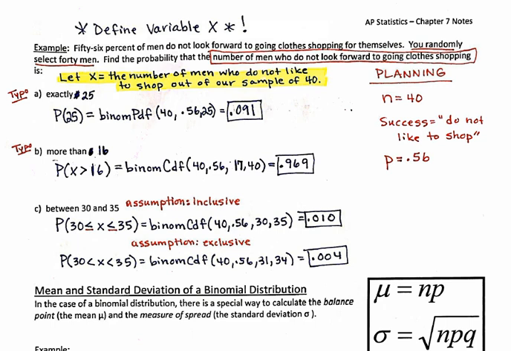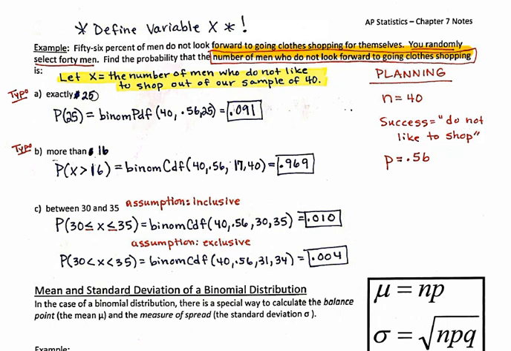All right, first thing you're going to do is define your variable. Okay, X is a count of the number of successes out of N trials. So I'm going to put that in context. We are counting the number of men who do not look forward to going clothes shopping. So the number of men who do not like to go shopping out of our sample of 40. That's my X. I'm doing a little planning here. I know that I'm going to interview 40 men. That's my N. Success is I don't like to shop. And the probability of success is 56% because 56% of men qualify for they do not like to shop.